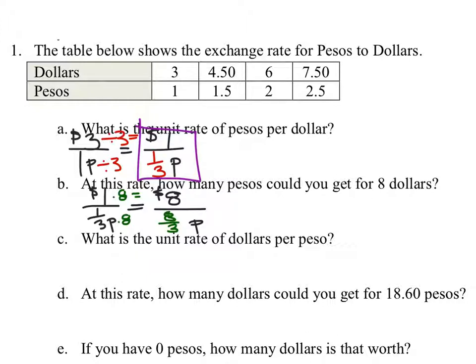So what is the unit rate of dollars per peso? And this was an answer right here. Well, that was already in the table: $3 per 1 peso.